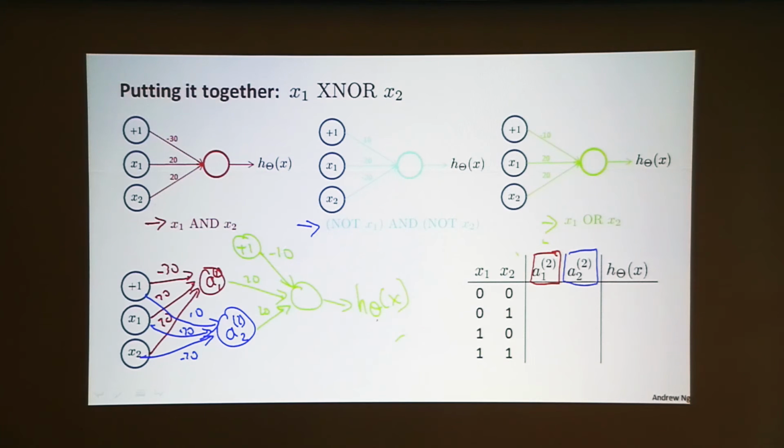Okay? So you remember the red network was computing the AND function. So let's fill in the truth table. When x1, x2 are both 0, the AND of that is 0, and so on. So that's what the red neuron outputs. The blue neuron computes not x1 and not x2, and if you fill that out, you get the following truth table. And finally, the green network takes the OR of these two pairs of values, and so you end up with the following truth table. And thus that illustrates how this particular network is able to represent the XNOR function.